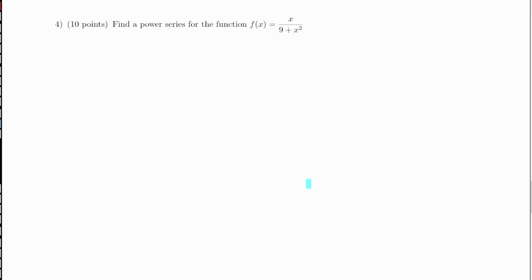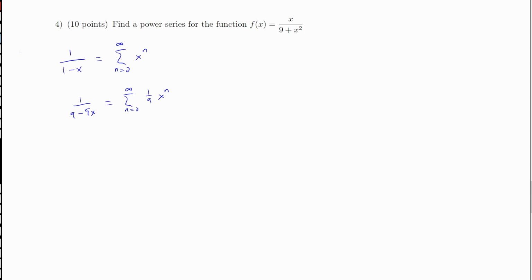Okay, now let's find a power series for this function, x over 9 plus x squared. What I'm going to do with this one is start off by saying I know that 1 over 1 minus x is the sum from 0 to infinity of x to the n. I'd like a 9 in there, so let's multiply both sides by 1/9.